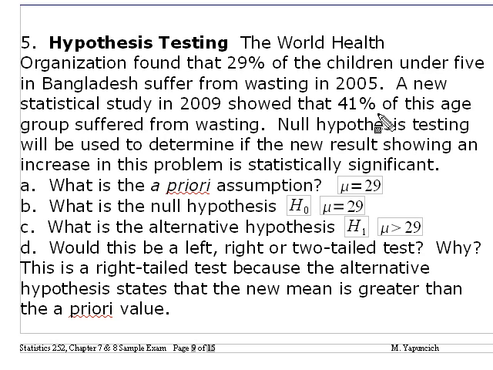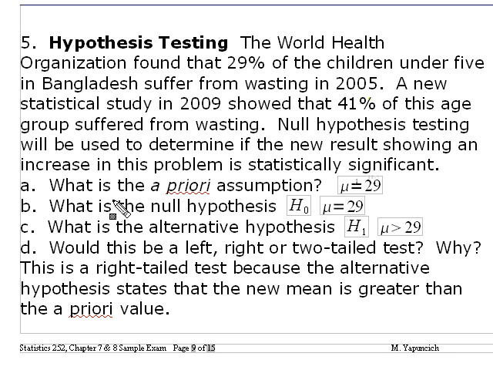You're given a scenario. In this case, let's say that the World Health Organization found that 29% of the children under 5 in Bangladesh suffer from wasting in 2005. Then a new study in 2009 shows that 41% of this age group suffered from wasting. Okay, so we're going to use null hypothesis testing, or at least we're going to set it up to determine if the new result is statistically significantly different from the old one.